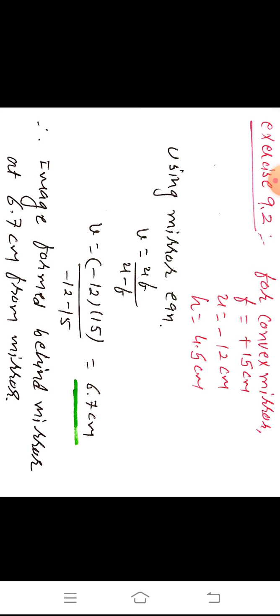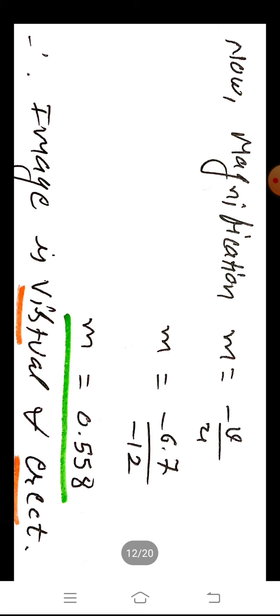Just substitute all values, then we can get positive 6.7 centimeter. That's why the image is formed behind the mirror at 6.7 centimeter from the mirror. Now let's check the magnification, m equal to minus v by u. We got v as 6.7, u as minus 12, negative negative positive, the magnification is 0.558. The positive sign of the magnification indicates the image is virtual and erect.